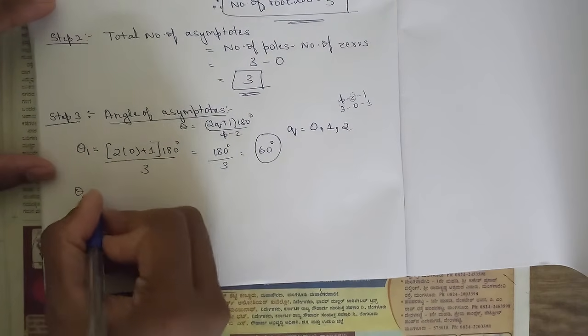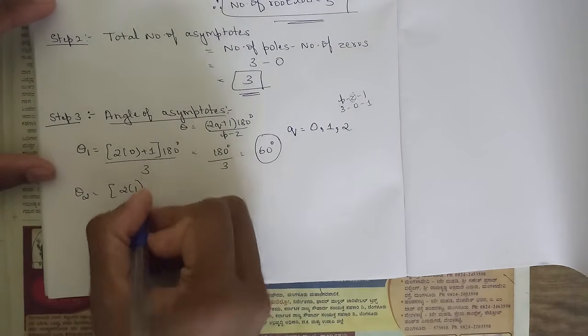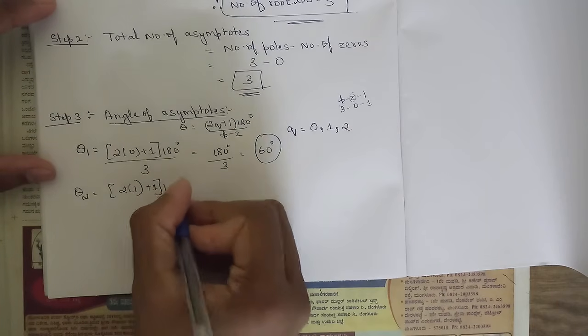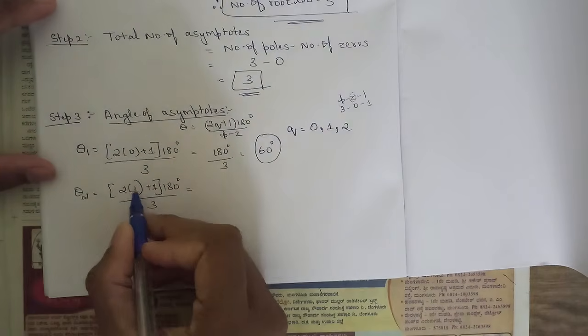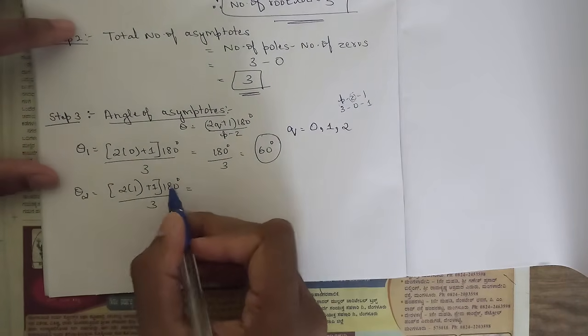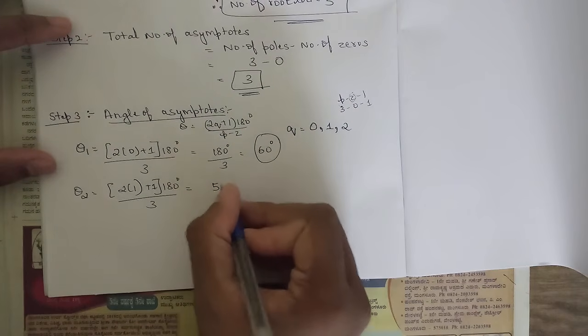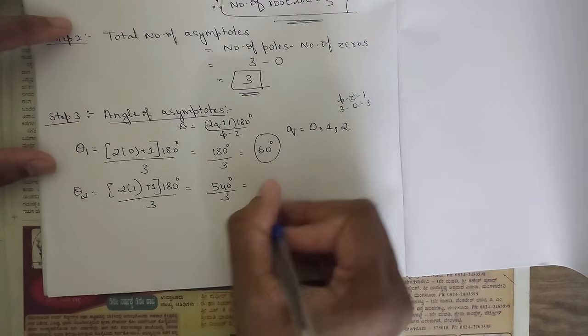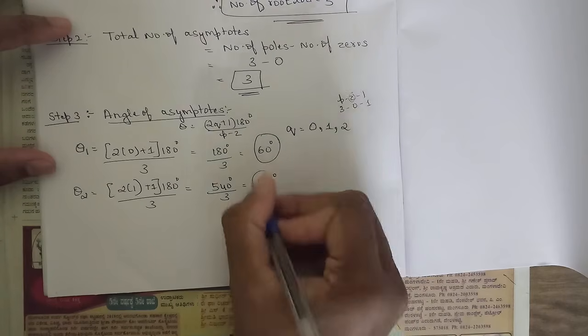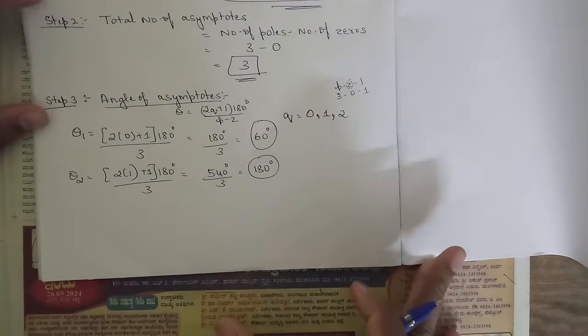Similarly, for the second angle, the value of q is 1, so 2 into 1 plus 1 into 180 degrees divided by 3 again. 2 ones are 2, 2 plus 1 is 3, 180 into 3 gives 540, divided by 3, and 540 by 3 gives 180 degrees again. So this is the second angle of asymptote.